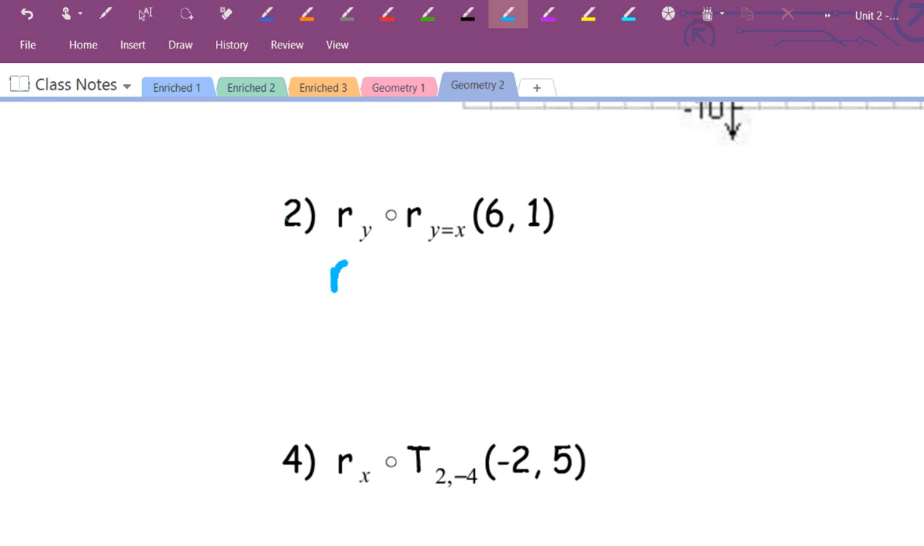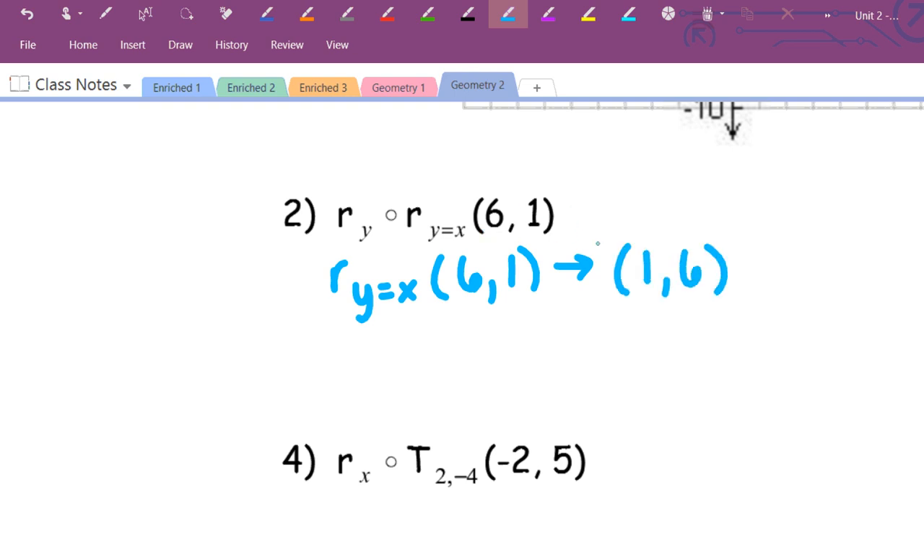So I'm going to reflect over the line y equals x on the point 6, 1. And what does that give me? It's going to give us the ordered pair 1, 6. And do you know what you would do after that? And I'm going to reflect the point 1, 6 over the y-axis. And after I reflect 1, 6 over the y-axis, Mitchell, what coordinate would I be left with? So that would be the point -1, comma 6.